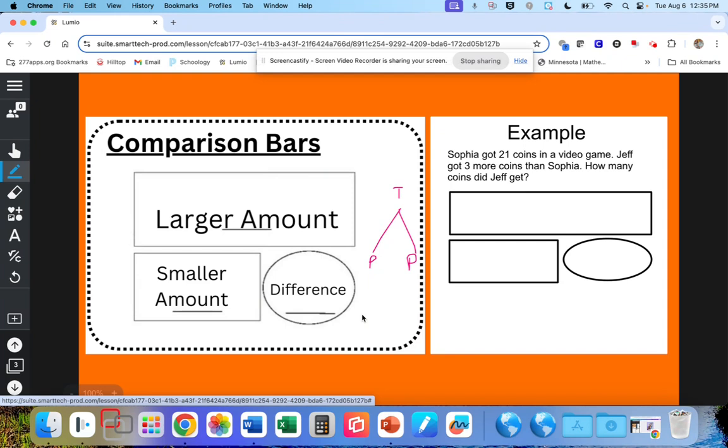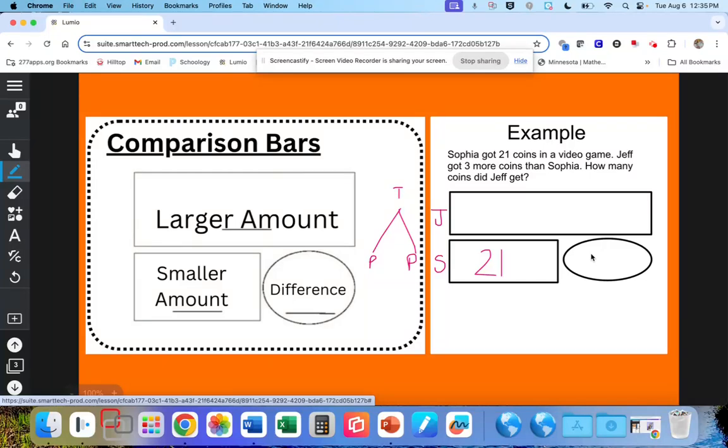Sophia got 21 coins in a video game. Jeff got 3 more coins than Sophia. How many coins did Jeff get? So now we have to look at, who has more, Sophia or Jeff? In this case, it said Jeff got 3 more than Sophia. So I'm going to put the J for Jeff up top. I'm going to put S for Sophia in the smaller box. Now we know Sophia's amount is 21. We also know the difference amount.